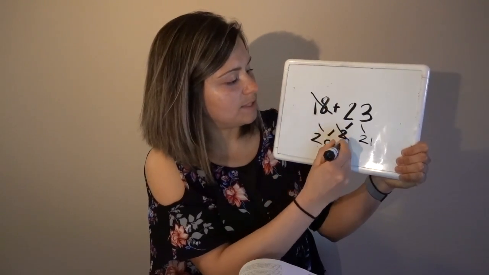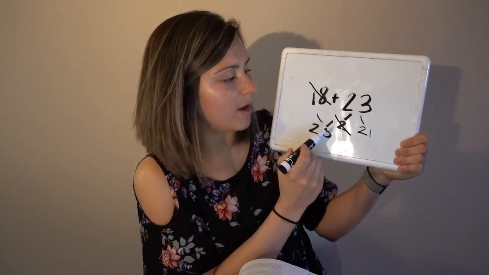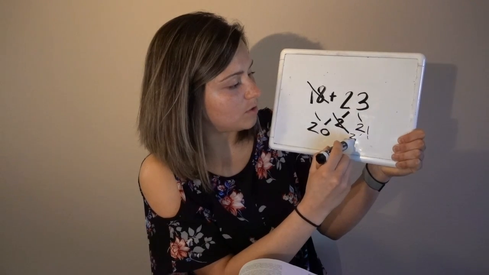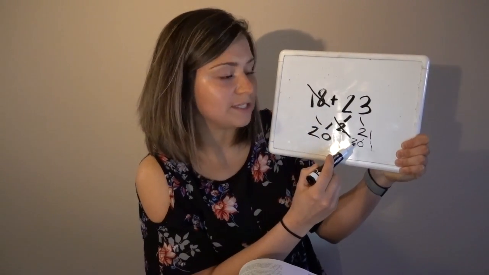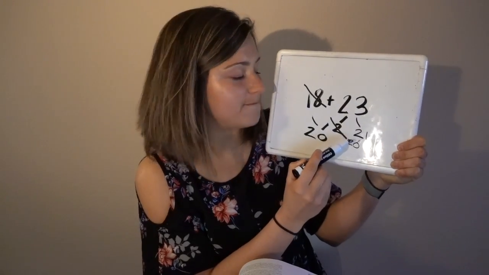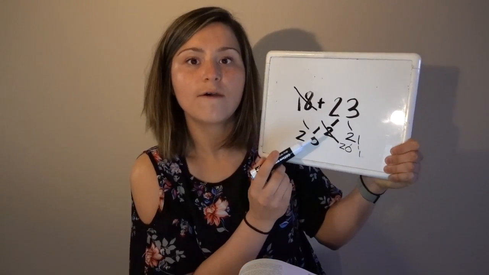And since we've used these, sometimes it's helpful to cross those out. I know that this can also be decomposed into a 20 and a 1. So 20 plus 20 equals 40, and then 40 plus 1 more equals 41.